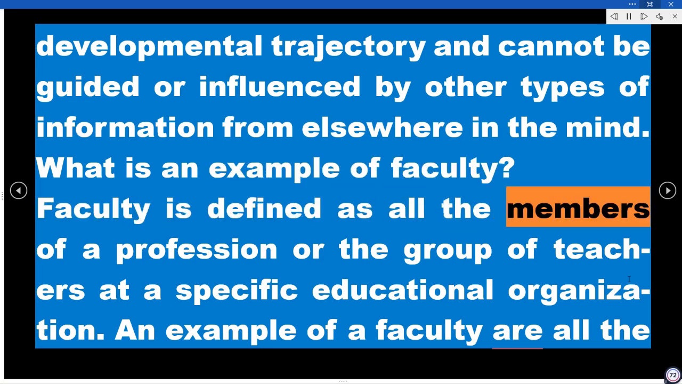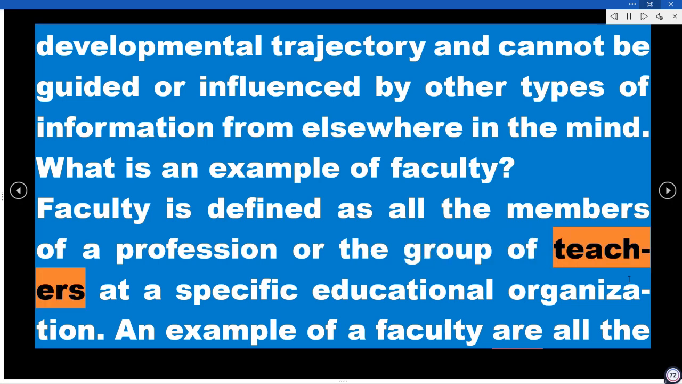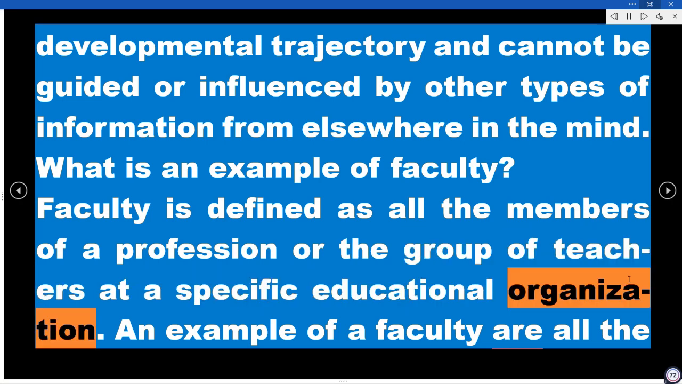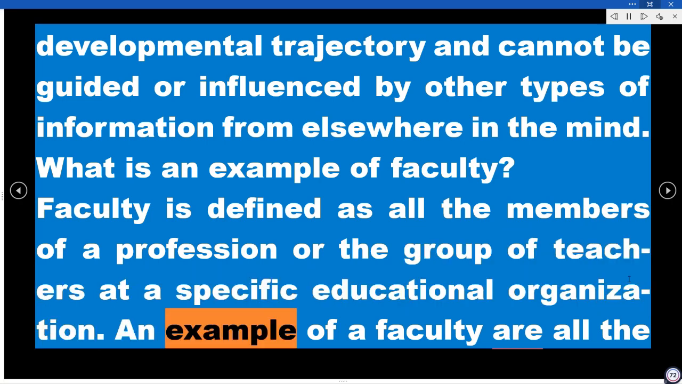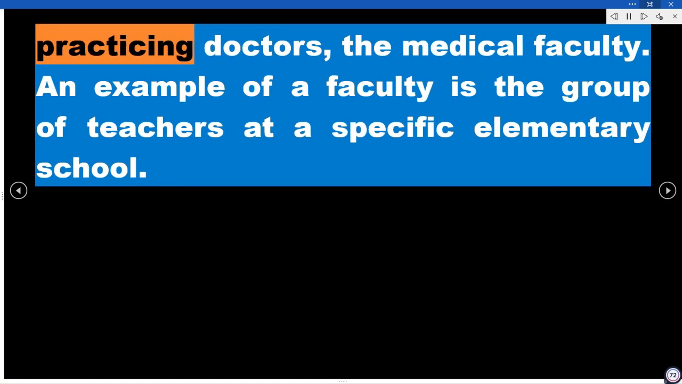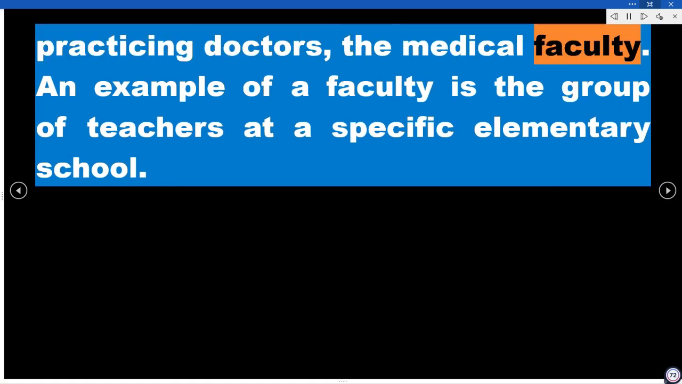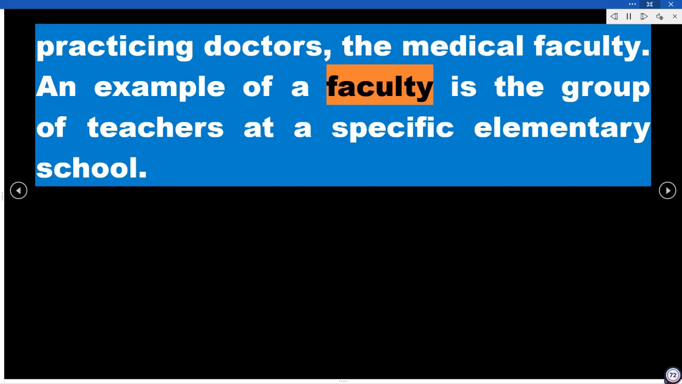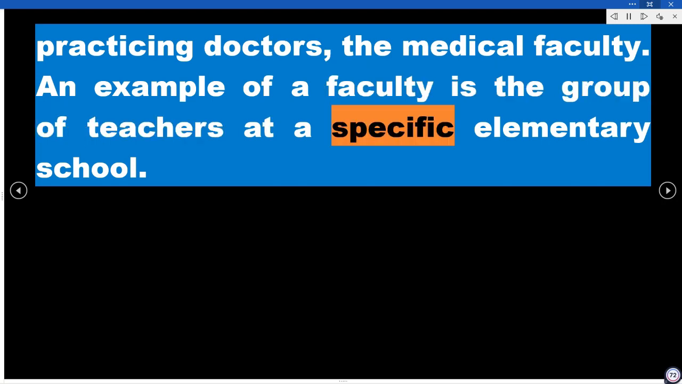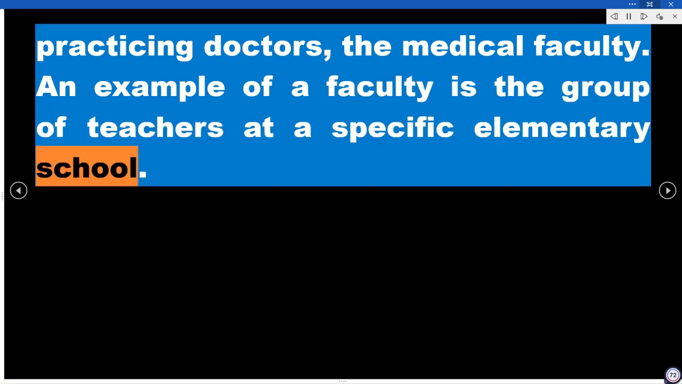What is an example of faculty? Faculty is defined as all the members of a profession or the group of teachers at a specific educational organization. An example of a faculty are all the practicing doctors, the medical faculty. An example of a faculty is the group of teachers at a specific elementary school.